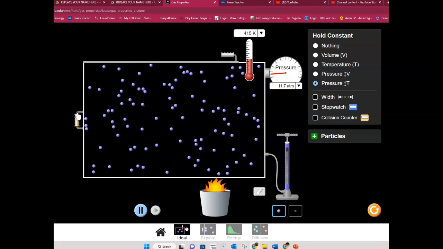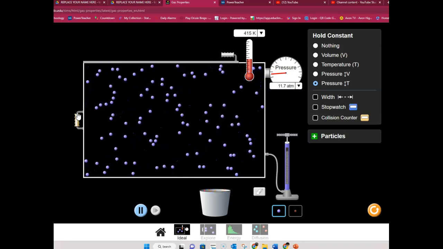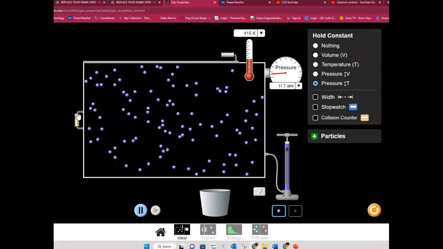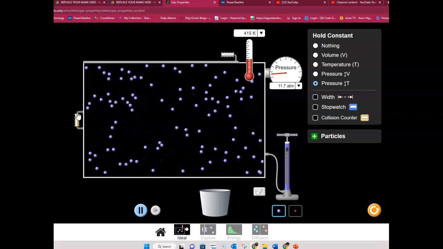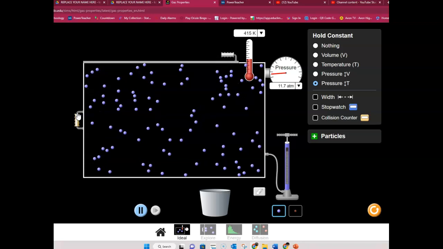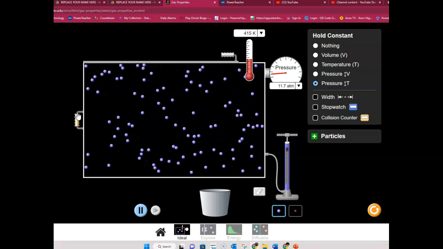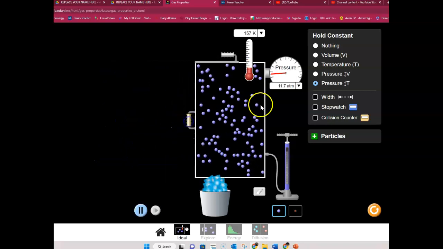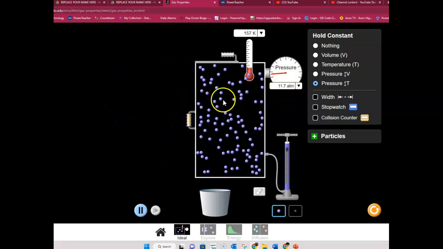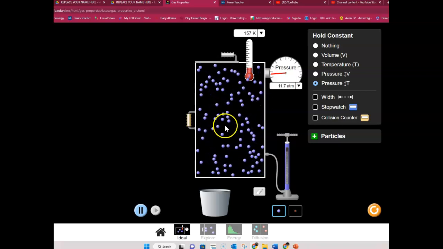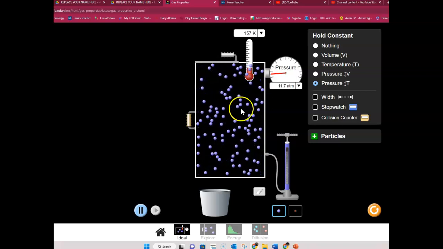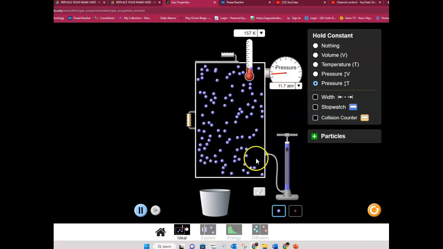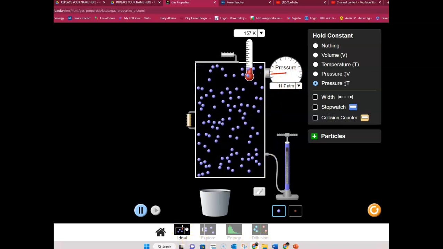but I need to have the particles hit the sides of the wall with the same amount, that means my temperature has to increase, because I have to speed up my particles in order for them to hit the wall with the same amount of collisions. If I make the space smaller, again needing to keep the pressure the same, my temperature has to decrease, because I have to slow down the particles in order for them to hit the wall the same amount. Okay, that's Charles' law.